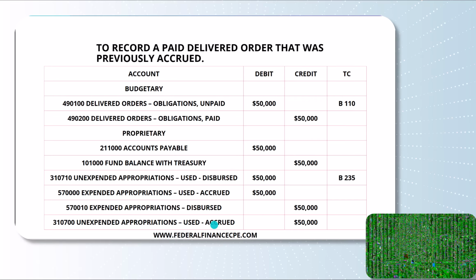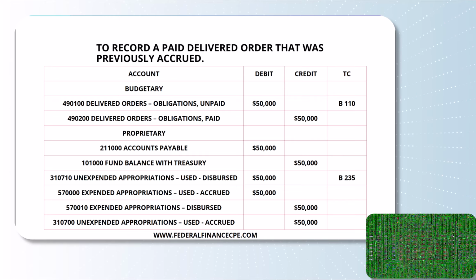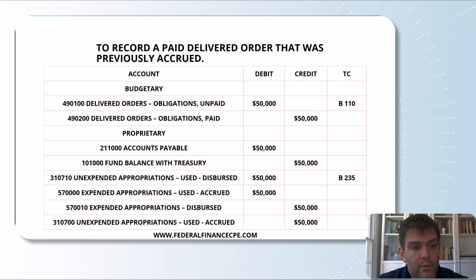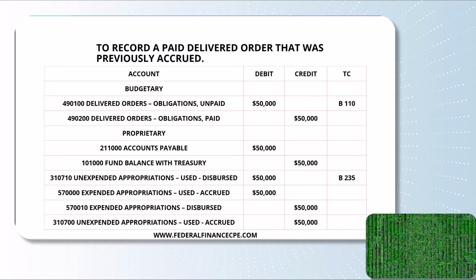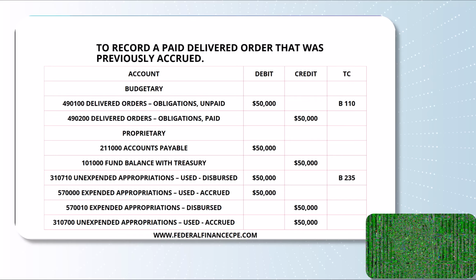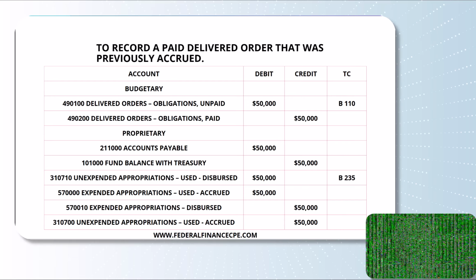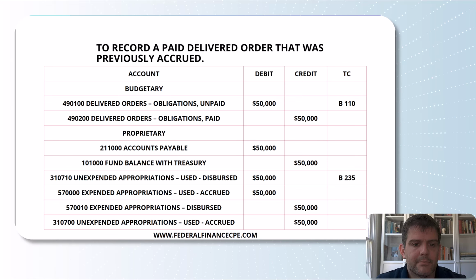Now we're also going to record a couple more transactions using transaction code B235. We're going to record our 3107, our unexpended appropriations used dispersed. We're going to record our 5700, our expended appropriations used accrued, and we're going to be recording now our 5701, our expended appropriations dispersed, and our 3107, unexpended appropriations used accrued.